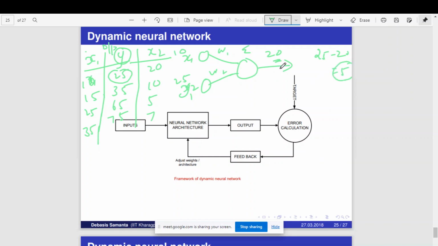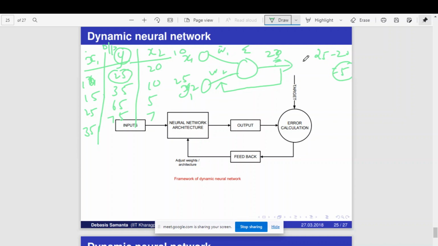That will be given as feedback, and accordingly these weights will be adjusted. We are not discussing what the weight is now. Assume that based on that the weight is adjusted. Say in the next round the output becomes 23, but still there is an error. The actual output should be 25, the predicted output is 23.